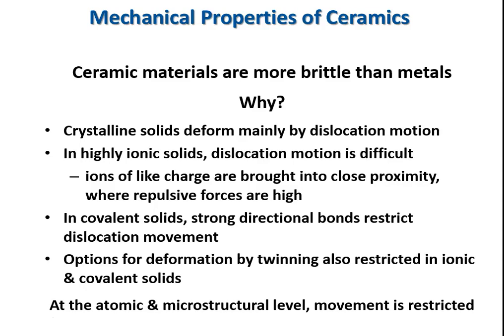And again, we did mention twinning as being a possible option, an alternative for deformation in addition to dislocation movement. And of course, in the case of most ionic and covalent bonds, even twinning is not available because you're bringing ions right into association with one another. Or again, it is simply restricted by the need for the hybrid orbitals and bond angles to be at a certain angle relative to one another.